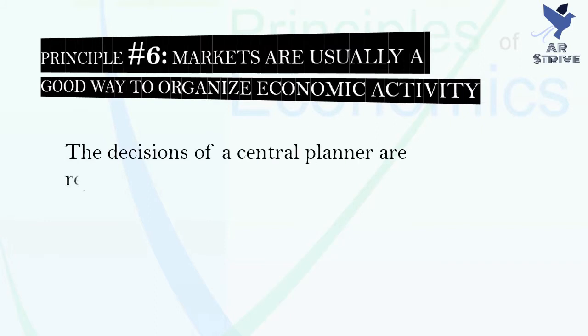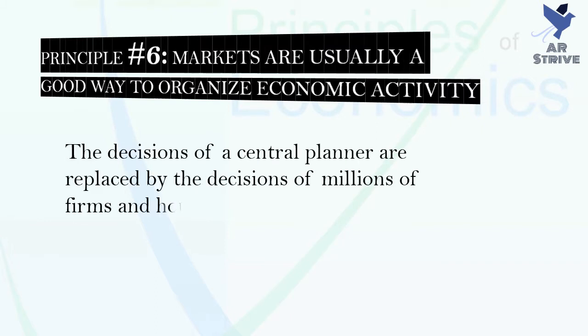In a market economy, the decisions of a central planner are replaced by the decisions of millions of firms and households. Firms decide whom to hire and what to make. Households decide which firms to work for and what to buy with their incomes. These firms and households interact in the marketplace where prices and self-interest guide their decisions.